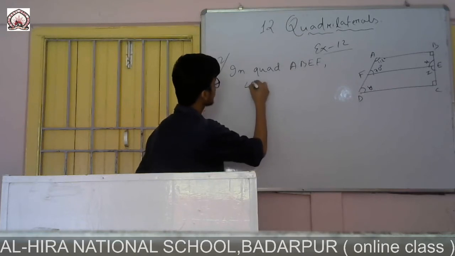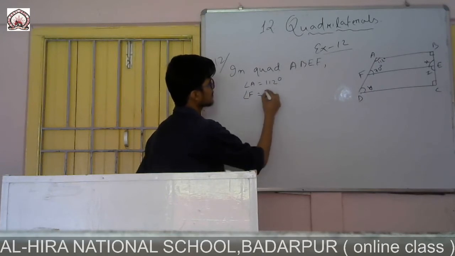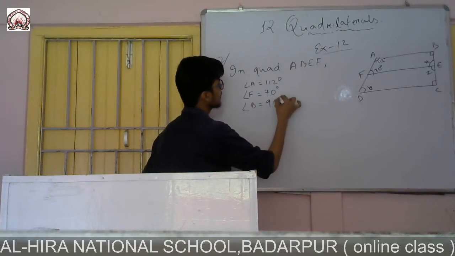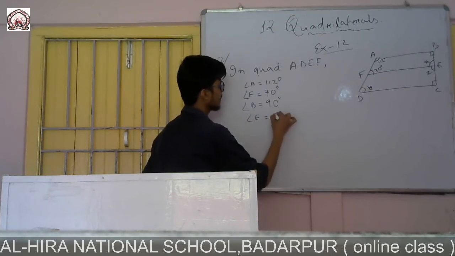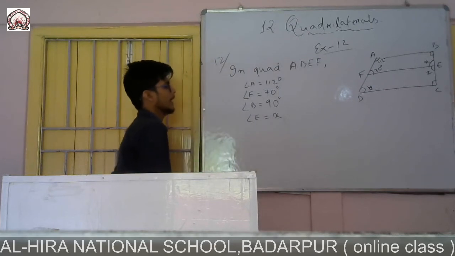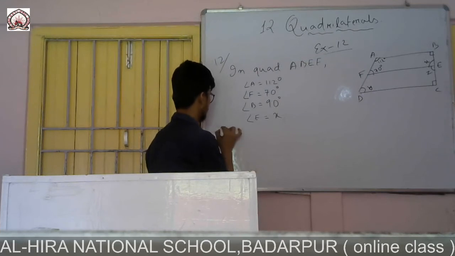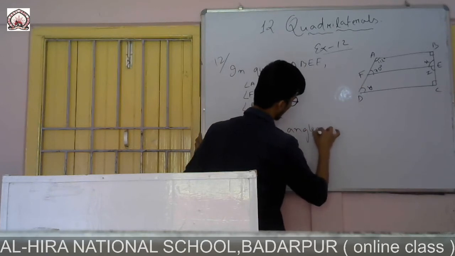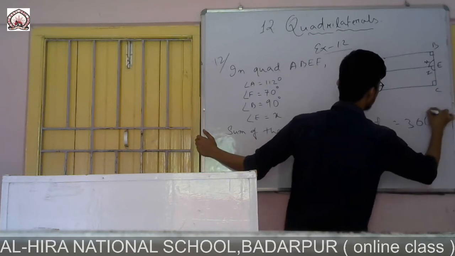Angle A is given 112 degree, angle F is given 70 degree, angle B is given 90 degree, and angle E is given x. We don't know, so we will find the value of this one. You write, since sum of the angles of a quadrilateral is equals to 360 degree.